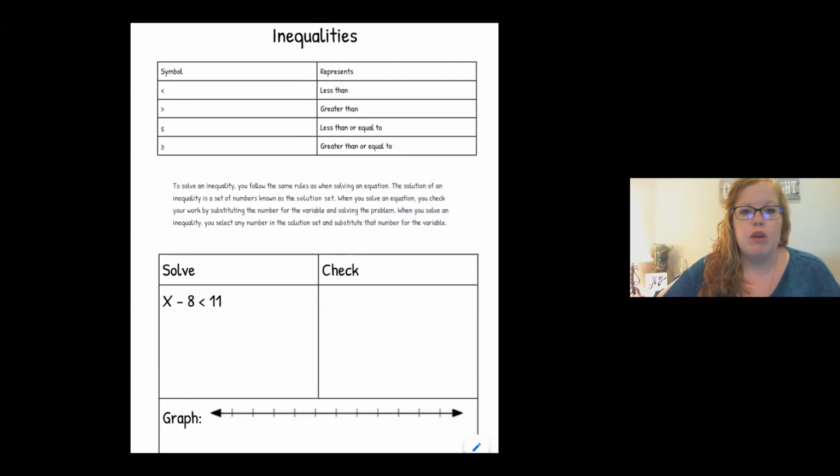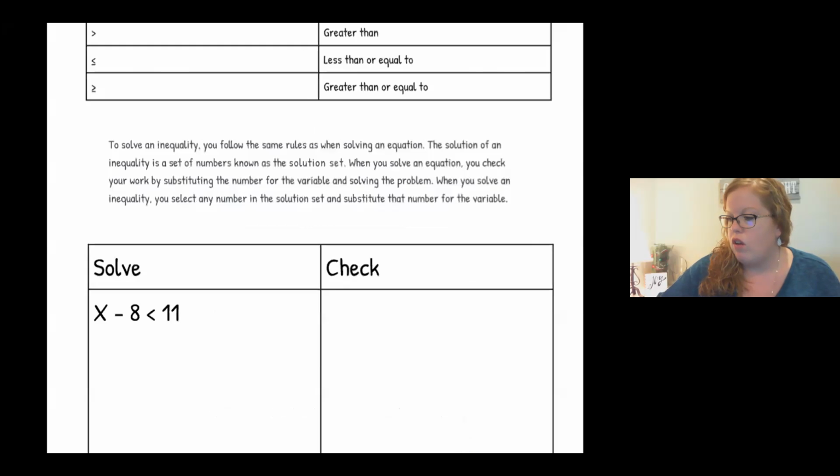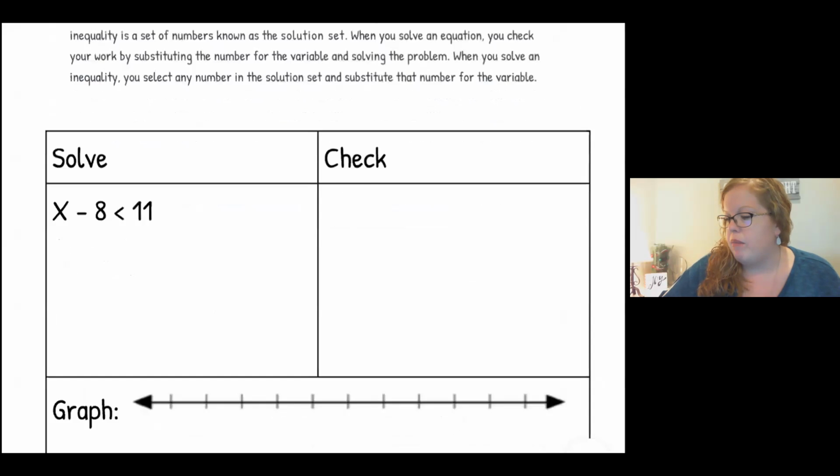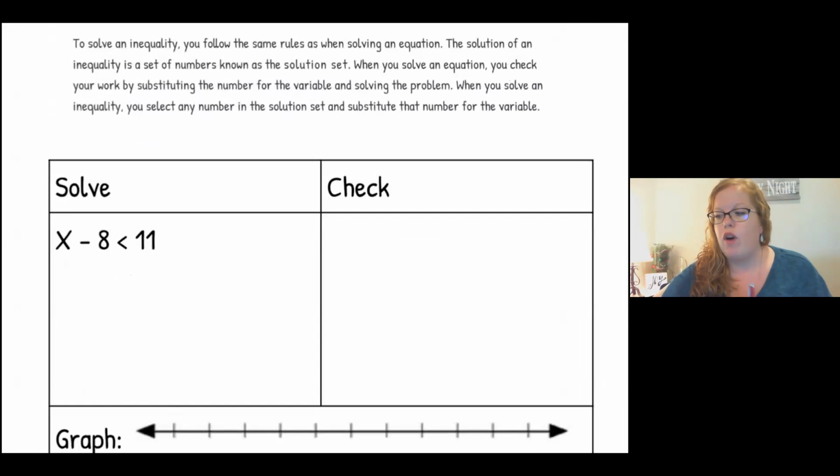It just kind of helps you when you're reading the problem out loud. It's a good thing to know, and what it means is also good to know. So the first thing we're going to do is we're going to solve. And right here, it says to solve an inequality, you follow the same rules as when solving an equation.